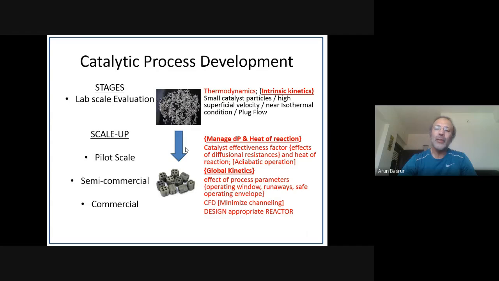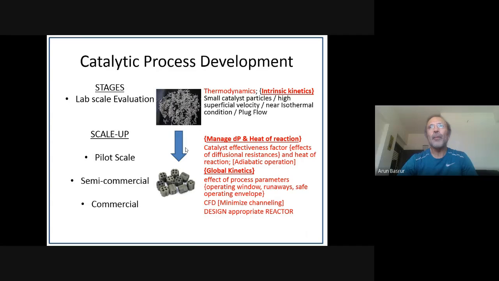Then there is a need to determine what is known as intrinsic kinetics. In order to determine intrinsic kinetics, one has to crush the catalyst into very small particles to minimize the intraparticle diffusional resistances. And then you also have to operate at high superficial linear velocities to minimize film diffusion. And if needed, if the heat of reaction is significant, then the catalyst bed is diluted with inerts so as to render the operation isothermal.